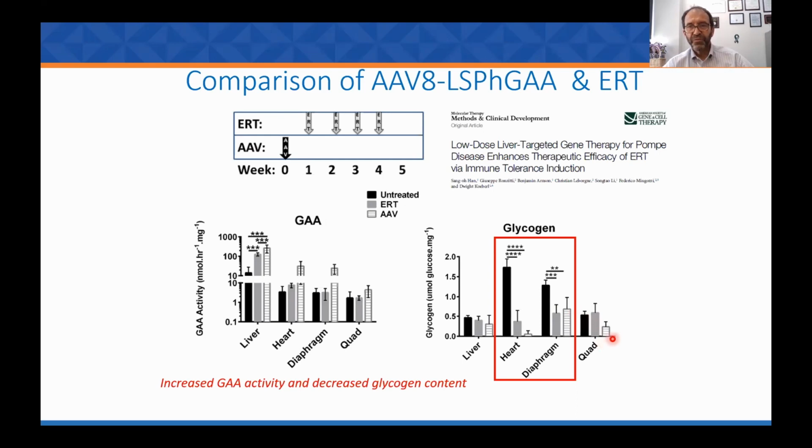And for the quad, actually, if we look only at males, we could see an improvement in the glycogen in the quadriceps. Again, from a fairly low-dose gene therapy that, based on this study, could potentially replace ERT as a treatment.